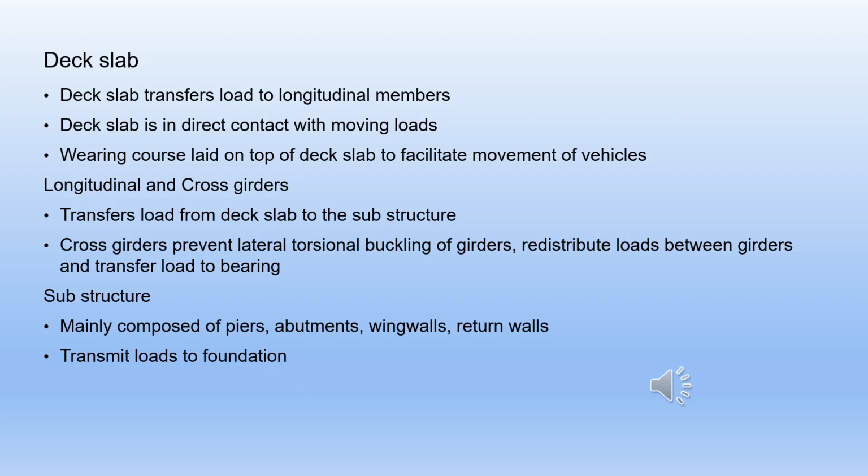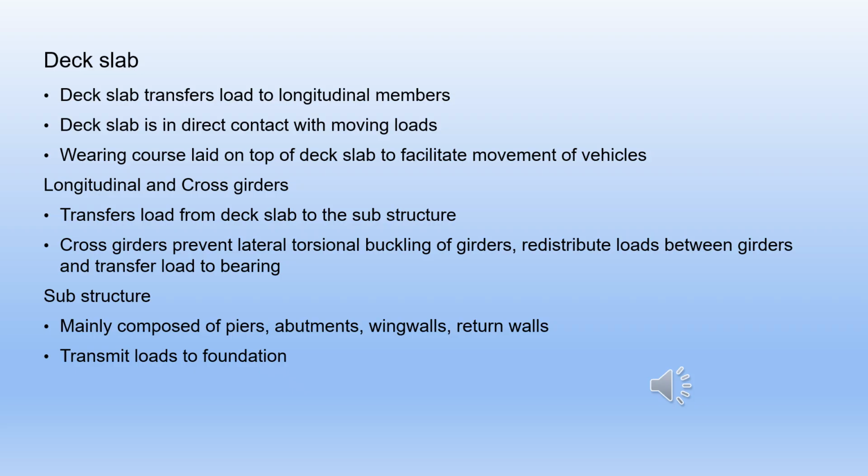We will start with the deck slab. The deck slab is the structural member which will be in direct contact with the moving loads. Wearing coats are laid on the top of the deck slab to facilitate the movement of vehicles. It is either made integral to act compositely with other members or rests on top of the load-carrying members, depending on the structural form adopted. In a conventional girder and slab structural form, the deck slab is made monolithic with the girder and contributes to longitudinal load-carrying capacity. It is mostly made of reinforced cement concrete, RCC.